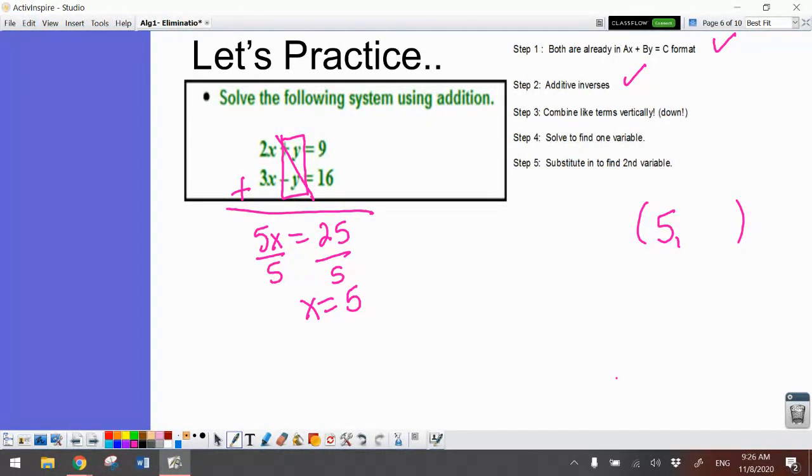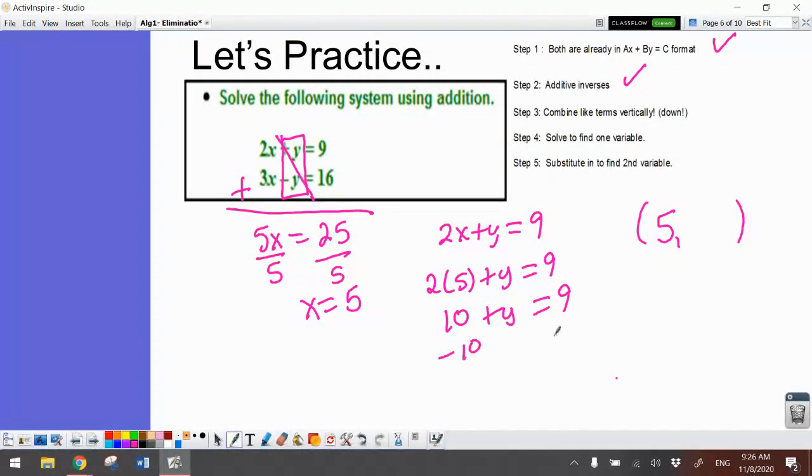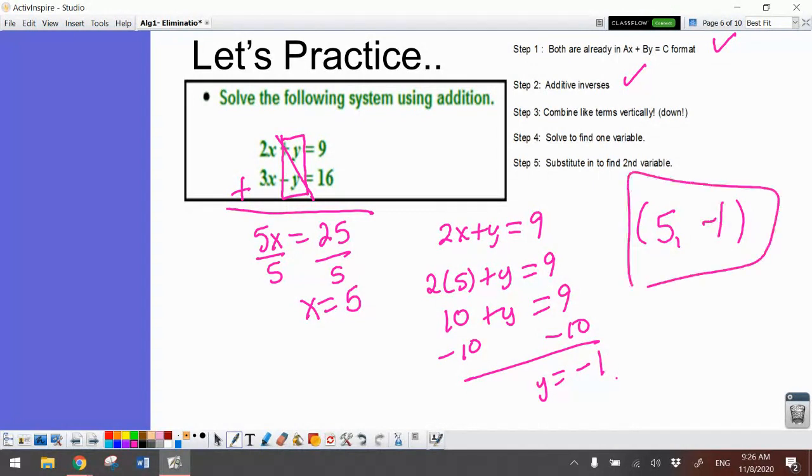It's 5. Okay, again, when I'm solving for the second part to find my second variable, it doesn't make any difference which equation I pick. I like to pick the one that has the least negatives, so I'm going to use the top one. So 2 times 5 plus y, that is a 10. I subtract my 10, and I come up with y equals -1. And there's my answer, 5, -1. So you can see how sometimes these will work out to integers, and sometimes they're going to be decimals.